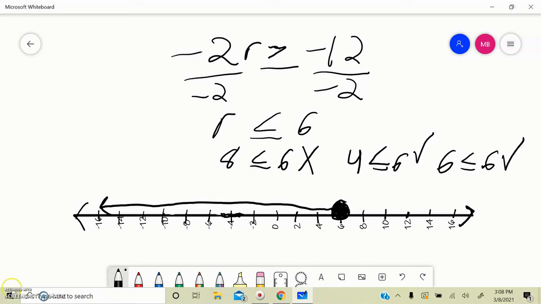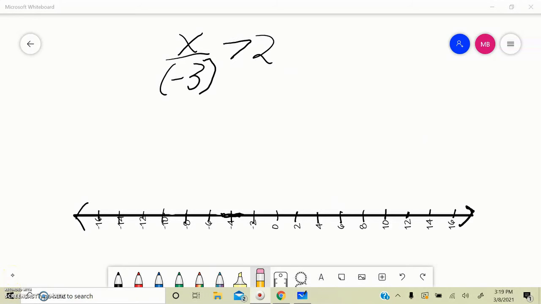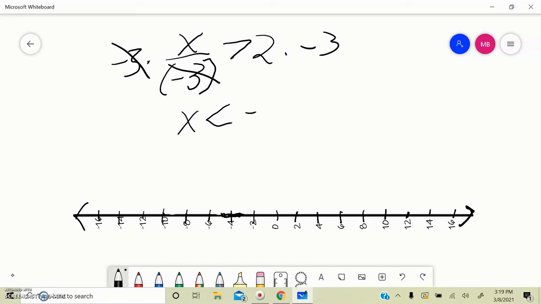Let's take a look at one or two more. So let's look at this example. I have x over negative 3 is greater than 2. So treating it like an equation, first I'm going to multiply by negative 3 on both sides. That'll get my negative 3's to cancel on the side of my variable. Now, since I'm multiplying by a negative, same rule applies. I have to flip my sign, so it's going to be less than negative 6, because that's 2 times negative 3.